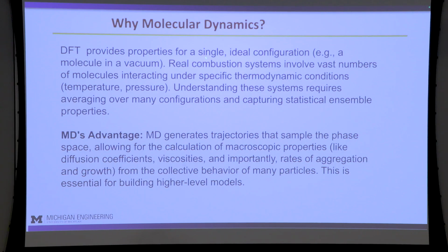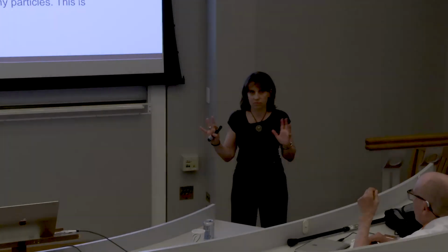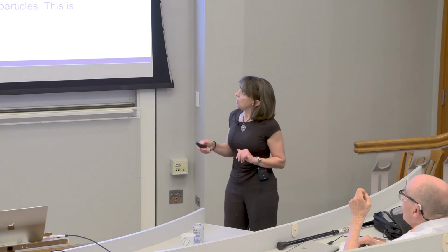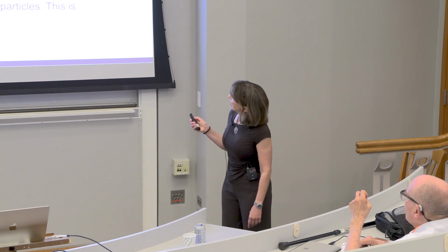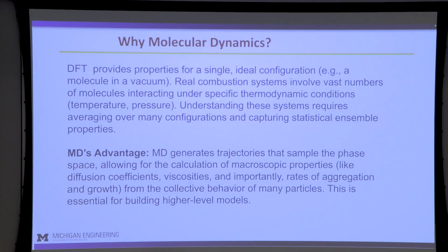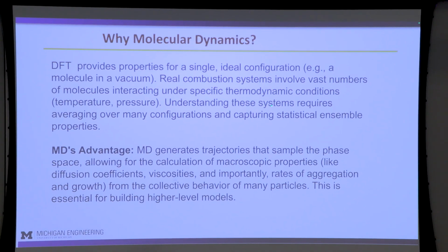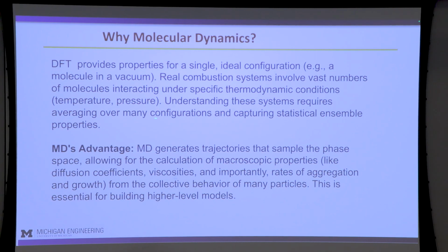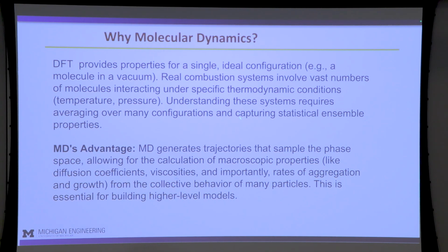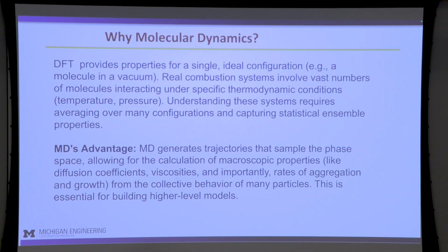DFT provides some property, but we talk always about a single configuration, okay? So you had the one benzene becoming whatever, phenol, for example. The real combustion is a vast number of molecules. And so this kind of understanding of this complex system requires averaging over many configurations. And so looking at statistical behavior, okay? So not just one pathway, on average, what's happening.